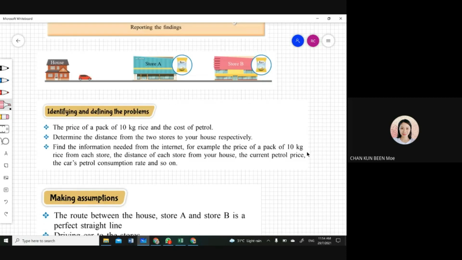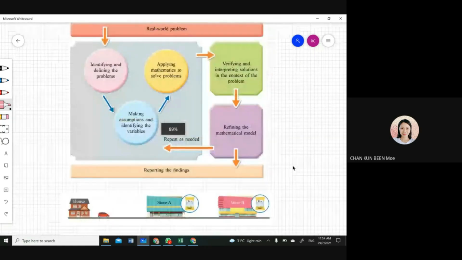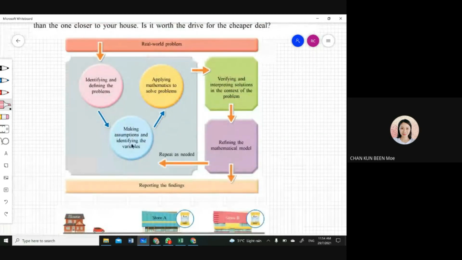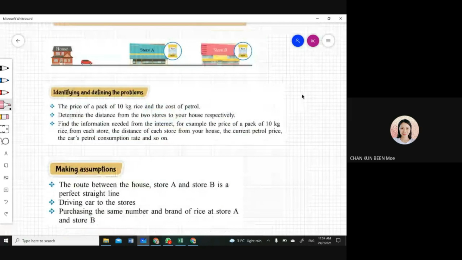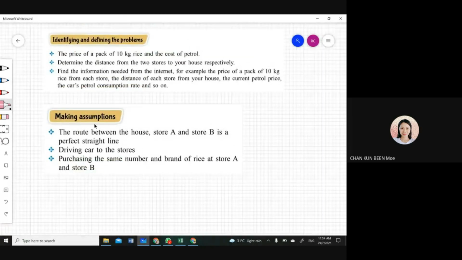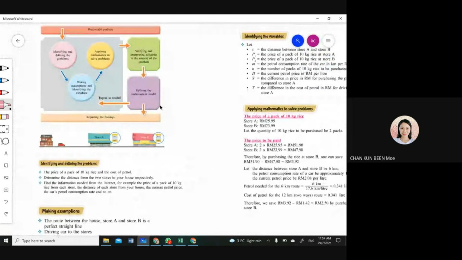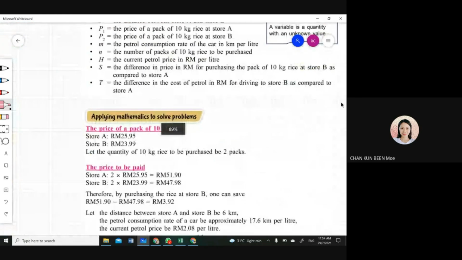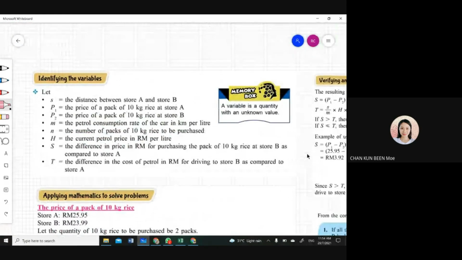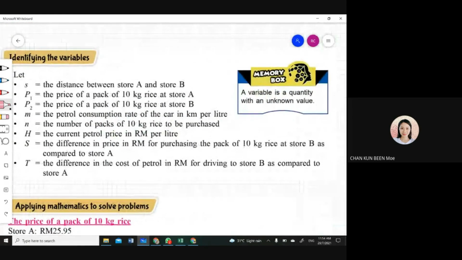Just now, you can see in the diagram, the flow chart over here, making assumptions and identifying the variables is one component. But over here, they separate it into 2, making assumptions and identifying the components, the variables. So this part over here, you have to think of yourself, make assumptions and identify the variables. These are the variables over here.